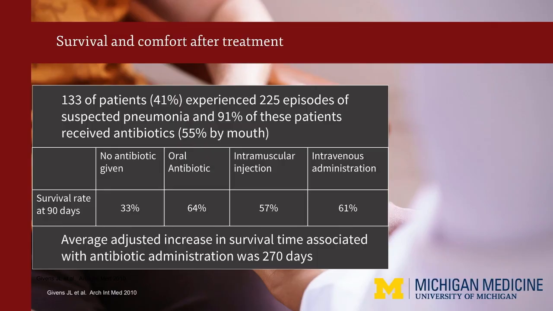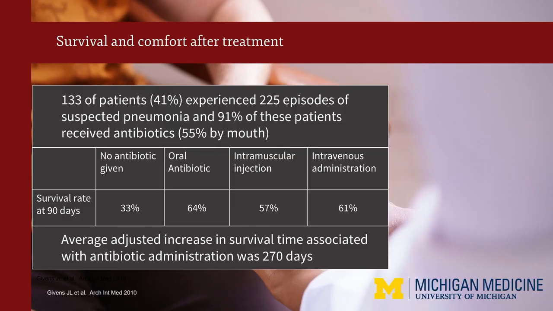Some of the same authors published another study that examined survival and comfort after treatment of pneumonia in patients with advanced dementia who were followed for 18 months or until the time of death. Of the 323 patients included, 133, or 41%, experienced 225 episodes of suspected pneumonia. This was called suspected because there was no chest x-ray performed in 23%. Antibiotics were given to 91%, with administration by mouth in 55%.